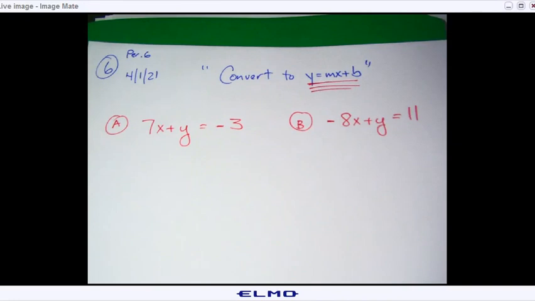All right, let's do this. Here we go. There you go. Mapped it out, mapped it out.